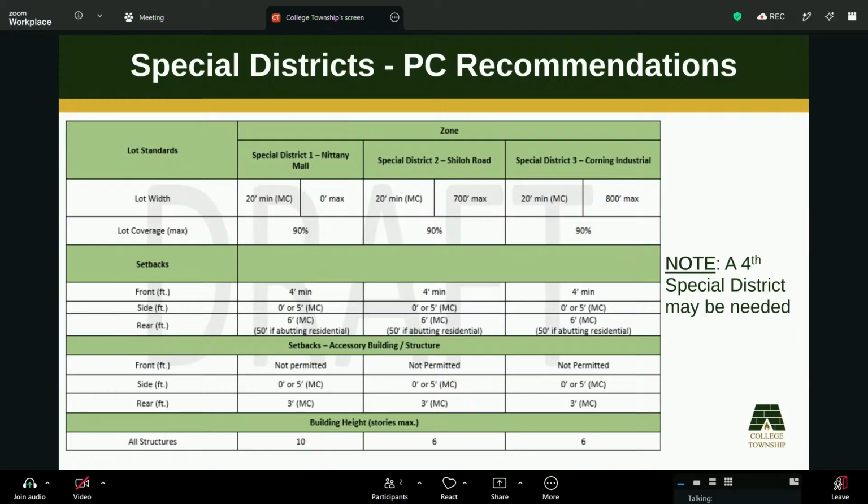The other thing for consideration is the Nittany Mall was recommended at 10 stories to be that one location where there could potentially be a convention center with a large hotel, that's really that entertainment district right there in the middle. That is the reasoning behind allowing for a higher story count in the Nittany Mall Special District. So with all those considered, we welcome council's direction.